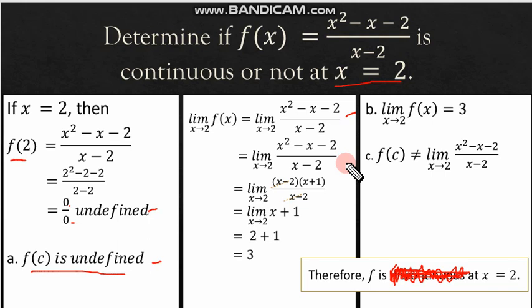So in order to find the value of the limit, we should use rationalizing or factoring. For this example, we will factor this one. x squared minus x minus 2, the factor is (x minus 2) times (x plus 1). So the common factor for numerator and denominator is x minus 2, so we can reduce the x minus 2 in the numerator and denominator, leaving the x plus 1. So the limit of x plus 1 as x approaches 2, that's 2 plus 1, which is equal to 3. So our limit exists, which is equal to 3.